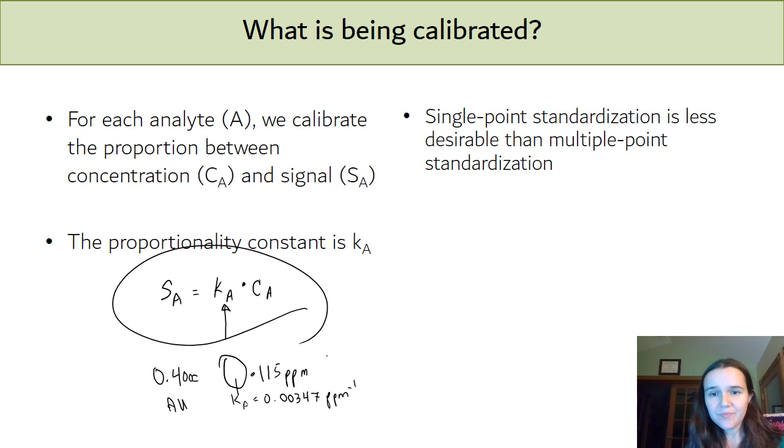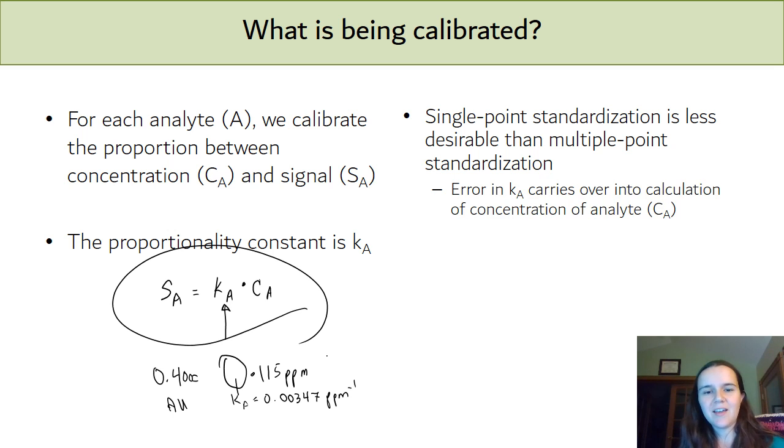So why is it less desirable to do this single point standardization than to do a multiple point standardization where you would use multiple samples? Well, the first thing is that if you're doing it like this, any error made in this one measurement carries over into the calculation of all of your concentrations. So if you mess this up at all, it's propagated forward through everything else that you do.